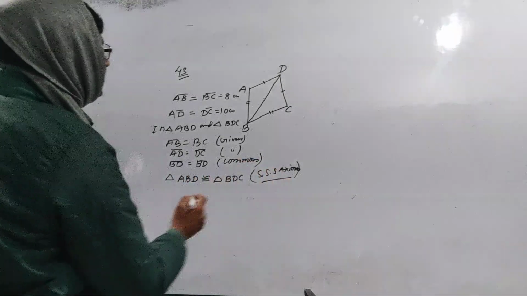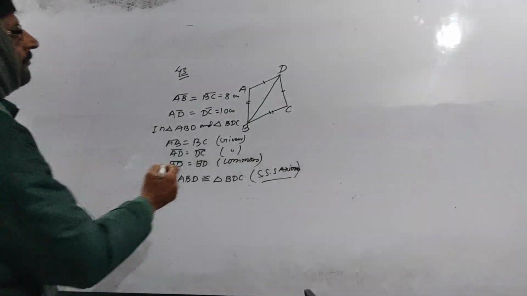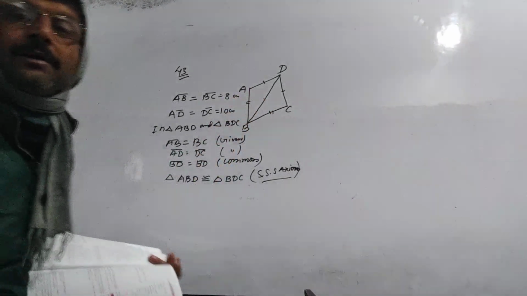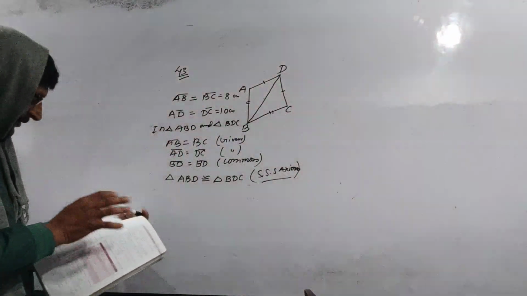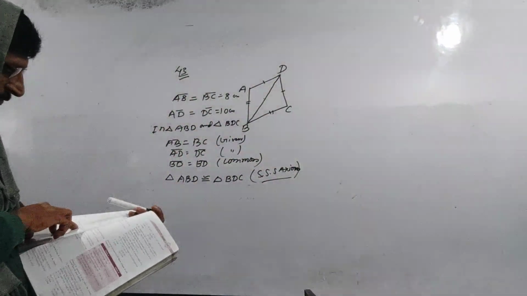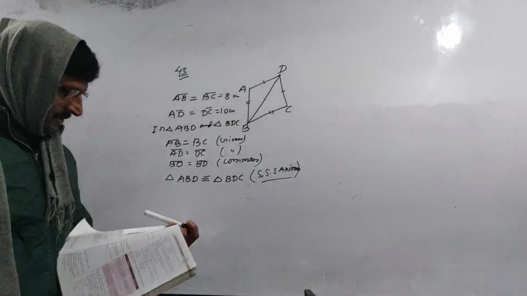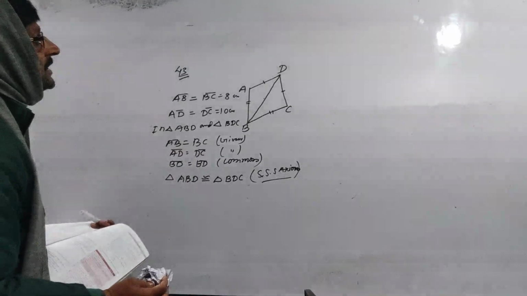Clear? So AD is given as there. Correct? Any doubt? We have to prove the congruence of ABD to the triangle CBD.